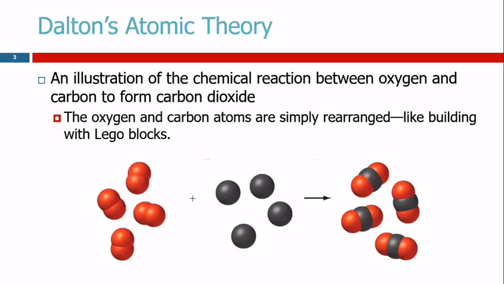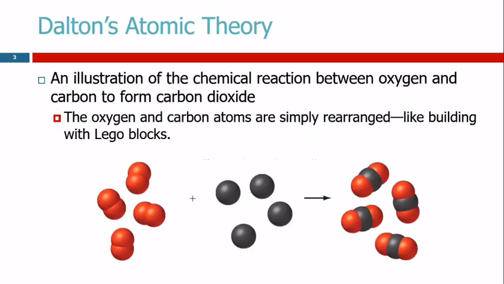Here's another illustration. Chemical reaction between oxygen and carbon. So here we have oxygen. Oxygen is not found as individual atoms. It's actually found as these little molecules. But the oxygen will react with carbon atoms to form carbon dioxide. Every carbon dioxide molecule has one carbon atom and two oxygen atoms, and they're always the same.